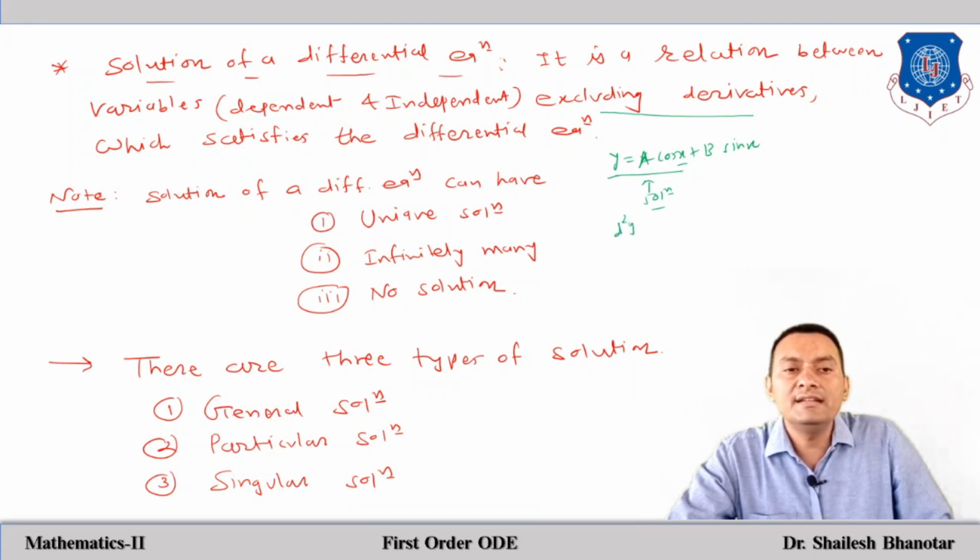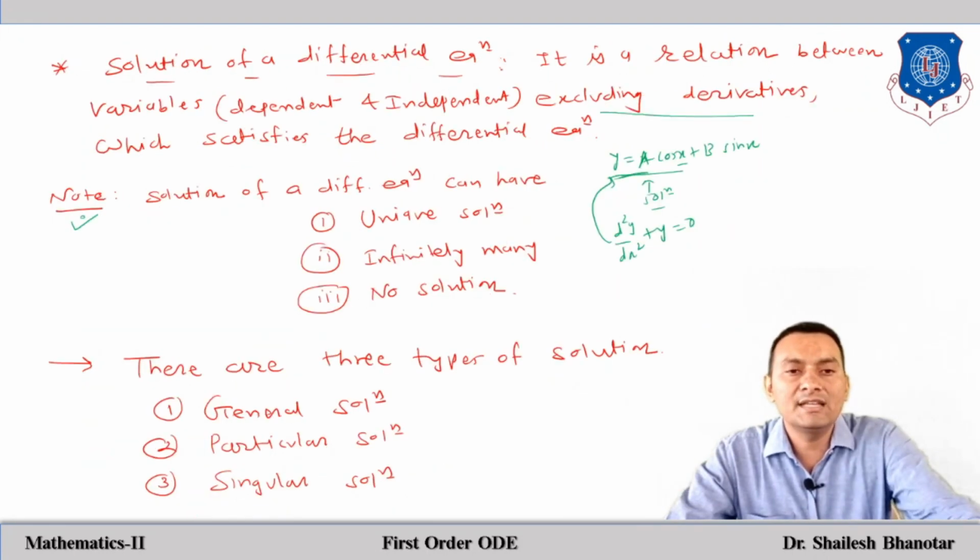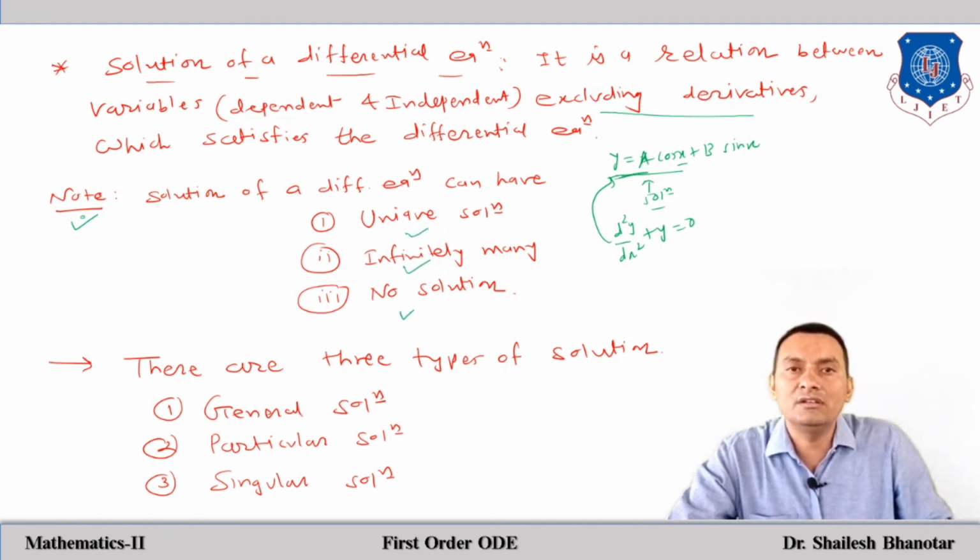But we can say it is a solution of a differential equation if it satisfies the differential equation. If I say d square y by dx square plus y is equal to 0, and this differential equation is satisfied by this solution, therefore we can say this is the solution of this differential equation. But an important remark is that a differential equation can have a unique solution, infinitely many solutions, or no solution. And that kind of solution falls in the boundary value problem or the initial value problem. So that thing we will discuss later on.